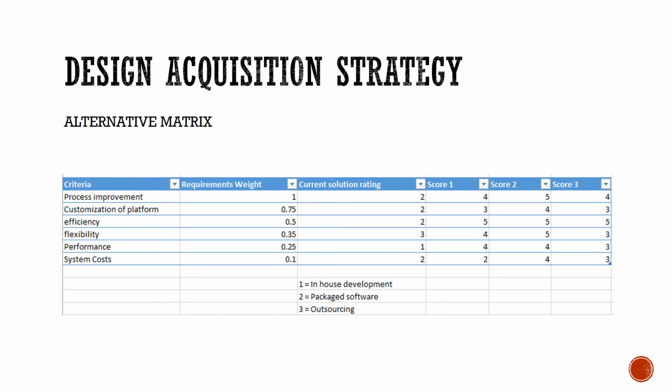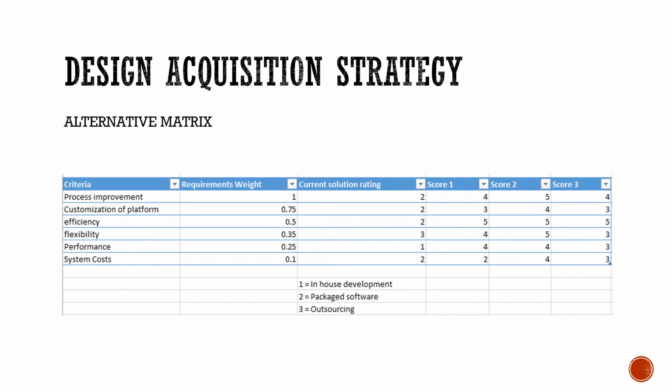When looking at a design acquisition strategy, there are a few different ways to determine which direction you're going to go. The way we decided to focus on was the alternative matrix, and it helps determine the appropriate method between either in-house development, packaged software, or outsourcing by assigning different weights to a certain set of criteria.